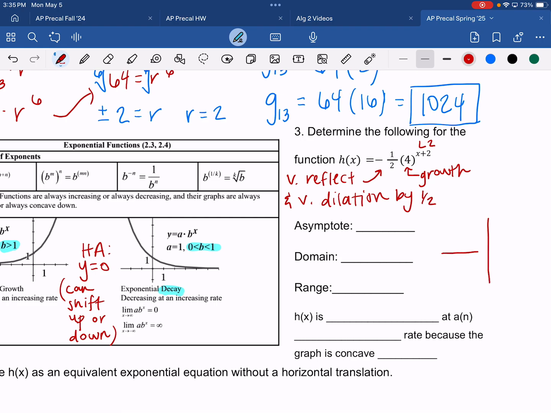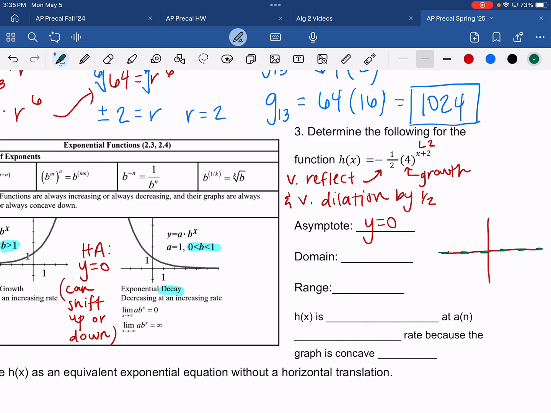Did the horizontal asymptote change? No, it didn't shift up or down. The function did not, so no. It's okay. Some of us have had a long day already taking an AP test. If you didn't, that's okay too. Okay, it's still at y = 0.